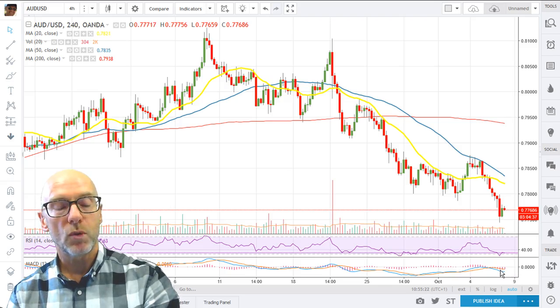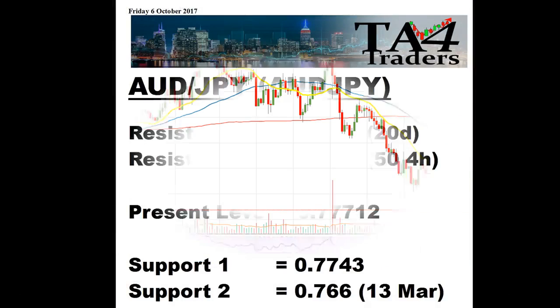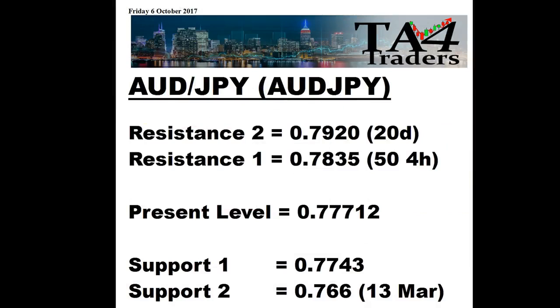On the support and resistance levels, first resistance is the 50 from the 4-hour, 78.35. Then at the 20-day, 79.20. With support, well, the first support is actually the low of earlier this morning, 77.43, and then the low of 13th of March, which was 76.60.